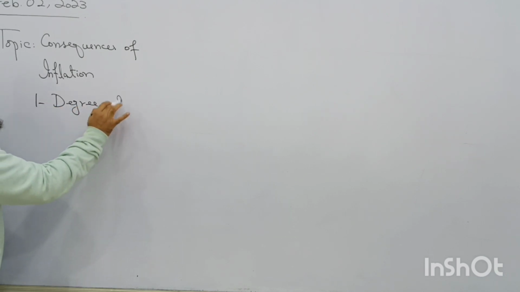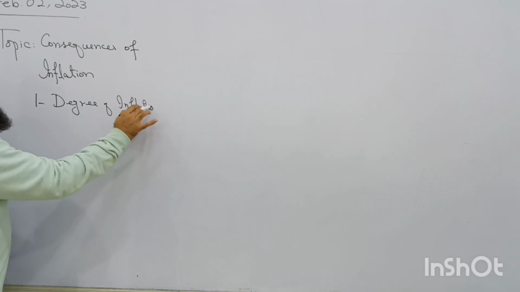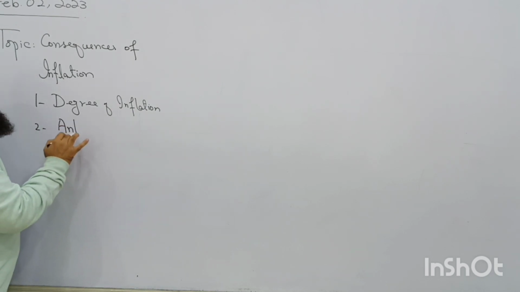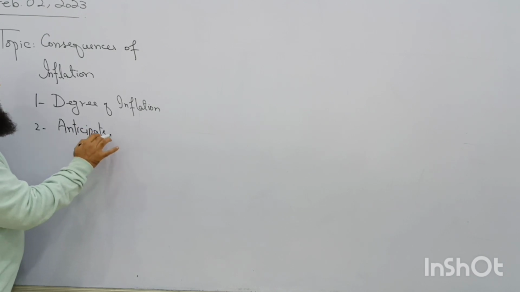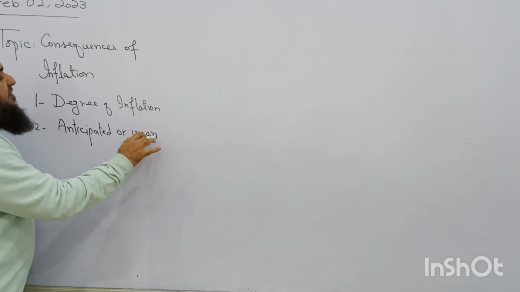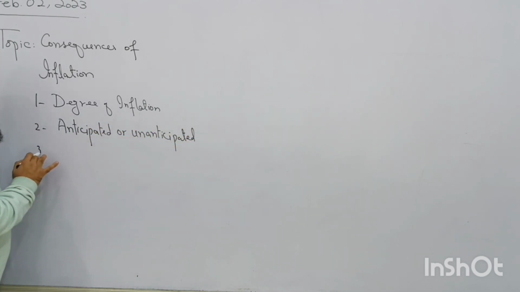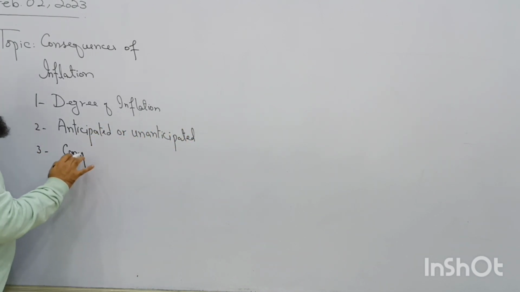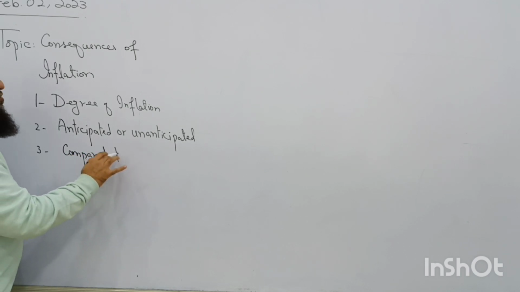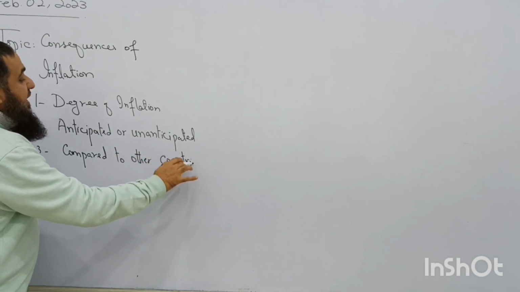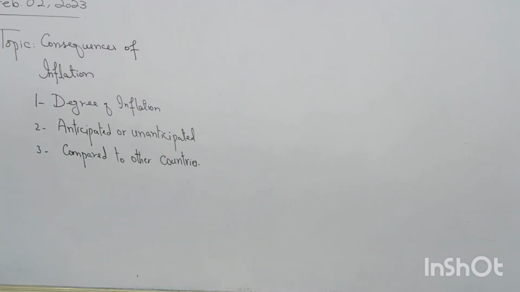We studied the degree of inflation, like whether it is stable or unstable. The second factor is whether it is anticipated or unanticipated inflation. And the third one is comparison to other countries. What do we mean by this? Like, if our inflation rate is higher, or other countries are also suffering from inflation, then bilateral trade will also be affected.